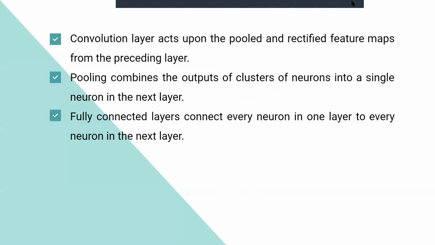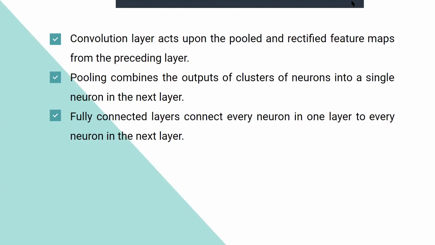The second component of CNN is feature extraction. The feature extraction component consists of the convolution layer, pooling layer, and nonlinear activation unit, each of which performs different tasks. Each convolution layer acts upon the pooled and rectified feature maps from the preceding layer. The convolutional layer applies a convolution operation to the input. This passes the information on to the next layer.